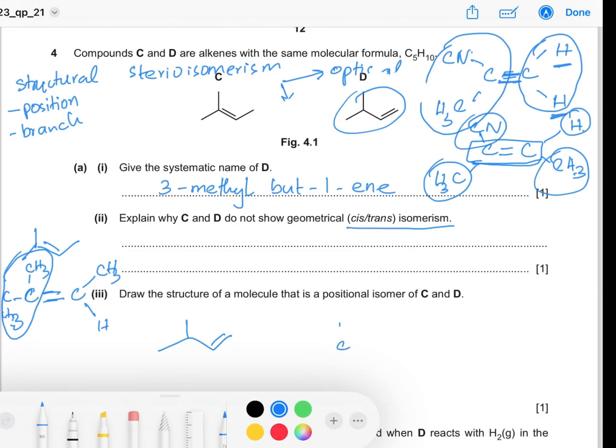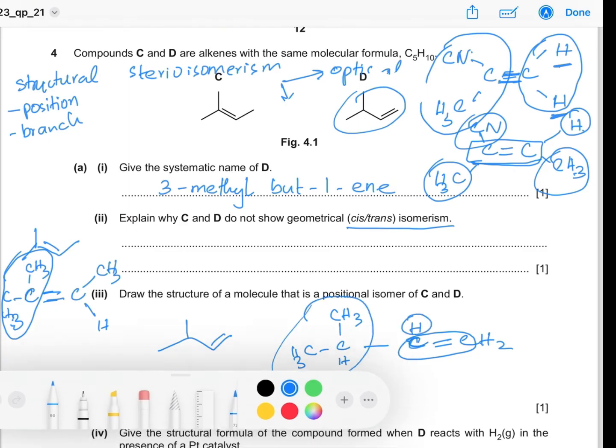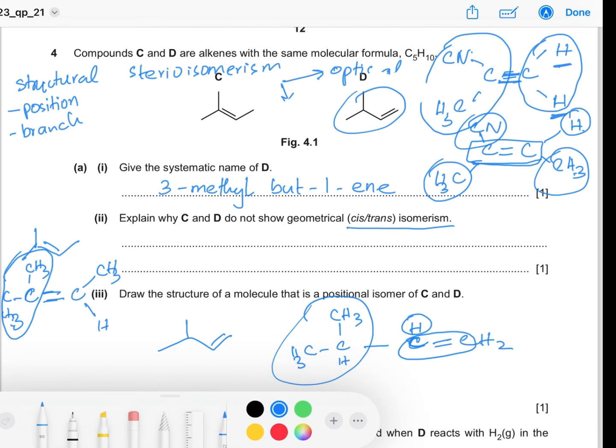This is D. So you have a carbon bonded to 2 methyl groups and a hydrogen atom, and then this is bonded to a carbon that's double bonded to a terminal carbon. It has to be bonded to 2 hydrogen atoms. This one over here is bonded to a single hydrogen. So these are the 2 carbon atoms involved in the double bond. This carbon atom is bonded to a hydrogen and an alkyl group. However, the second carbon atom is bonded to the 2 same atoms, so it can also not form cis-trans isomers.